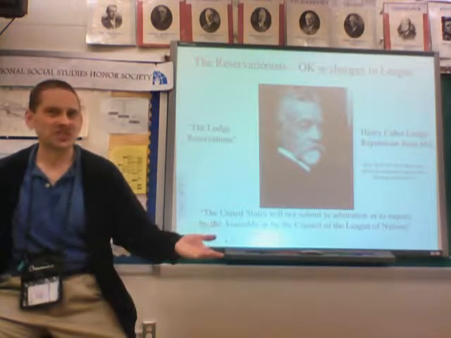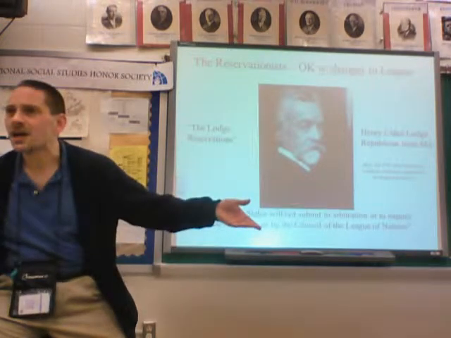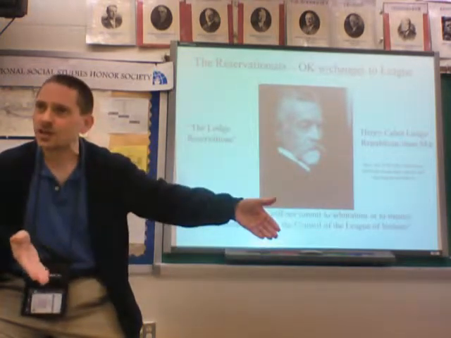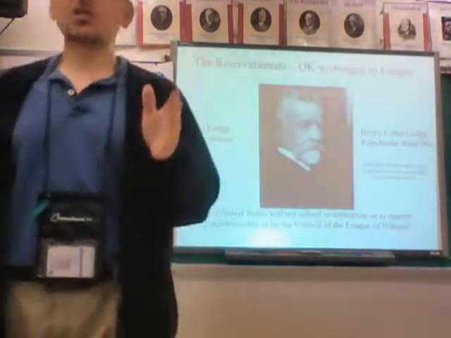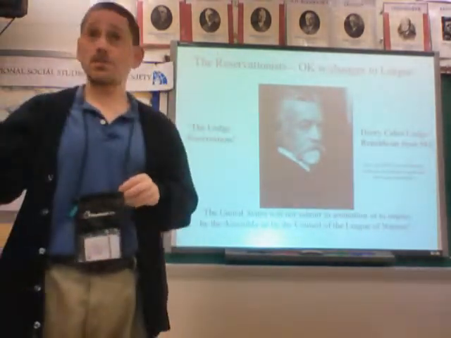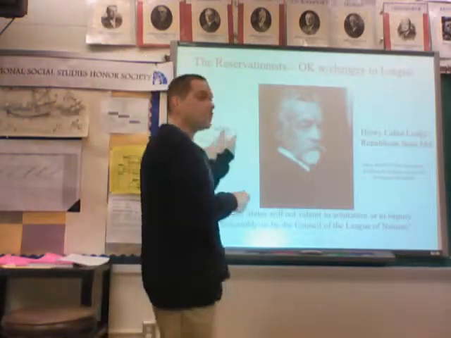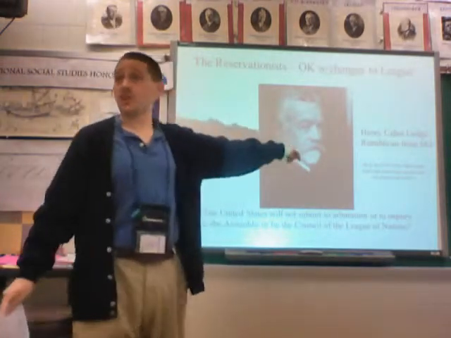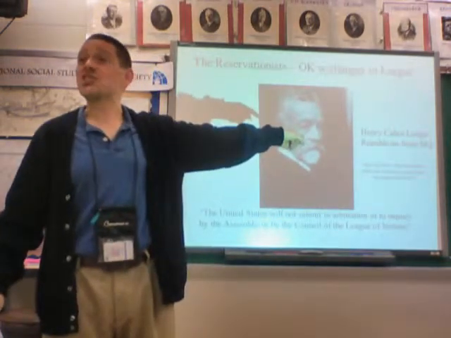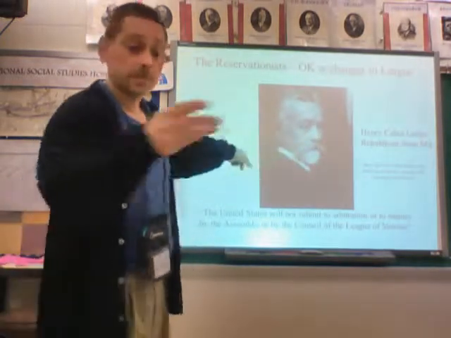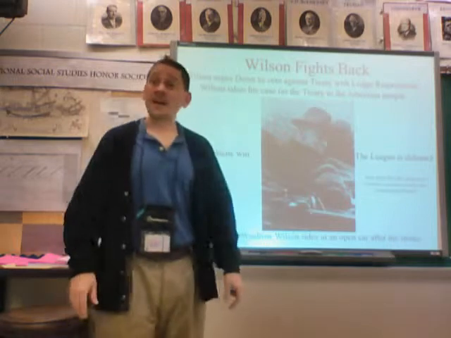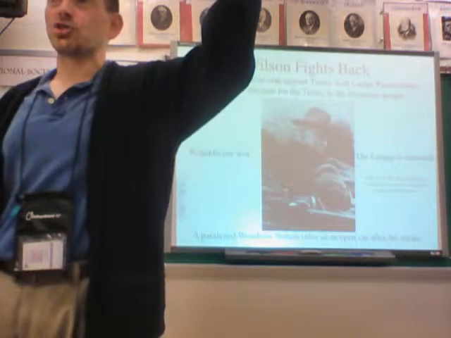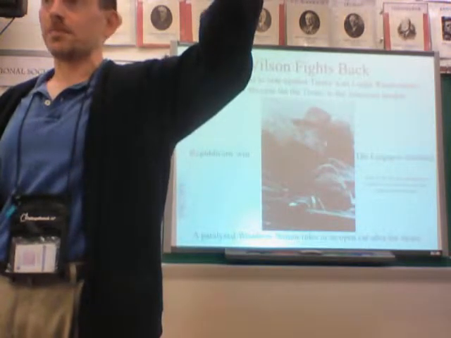To which Wilson says, what's the point? Why belong to an organization if you're not going to follow the rules? Because the Senate has to approve a treaty, now you've got a Treaty of Versailles with the Lodge Reservations put on it. And that is not what Wilson wants. Wilson fights back and tells Democrats, do not vote for this treaty with the Lodge Reservations on it.